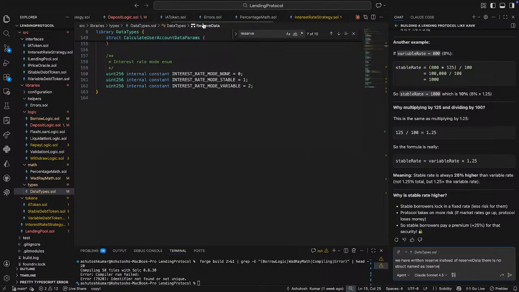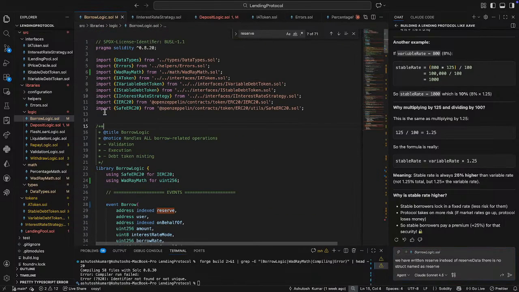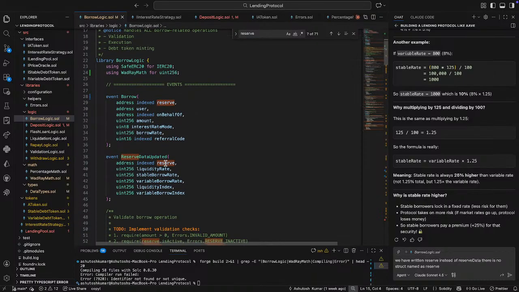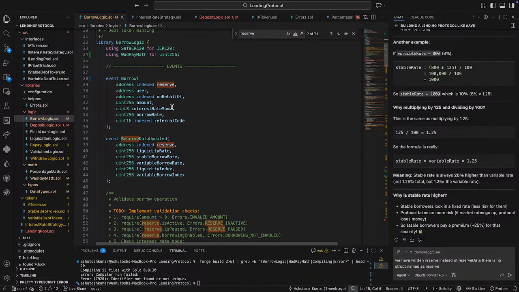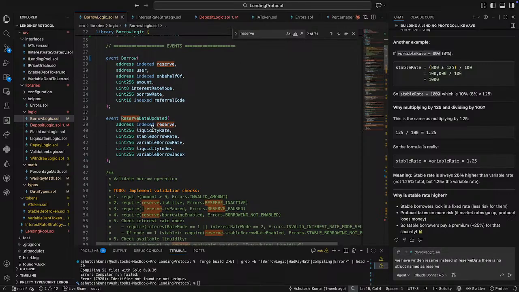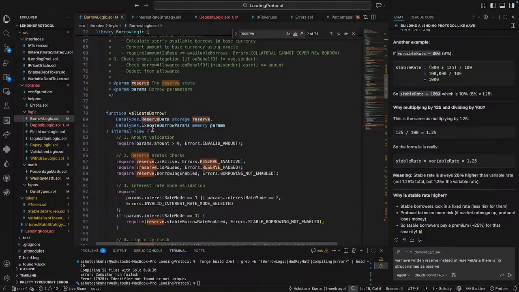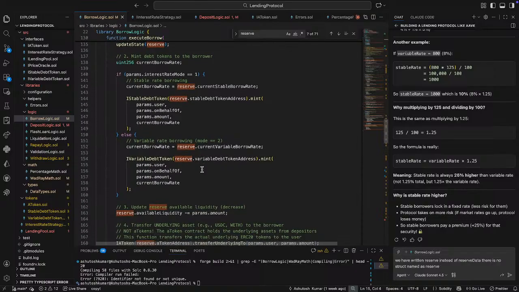Have we typecasted it? Let's say in borrow. Say DataTypes, variable data types. Say events, borrow. These are events. Okay. We are passing reserve here.